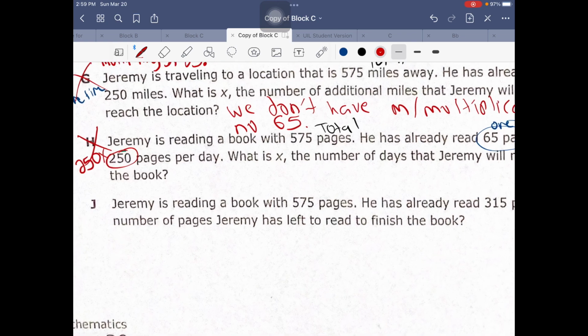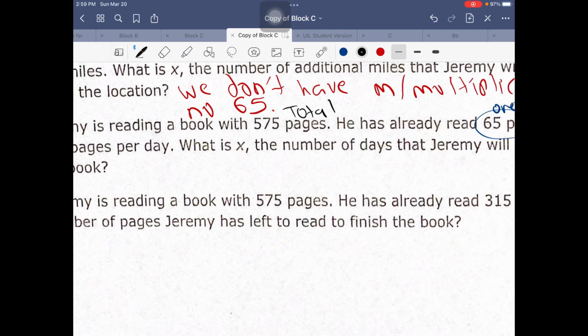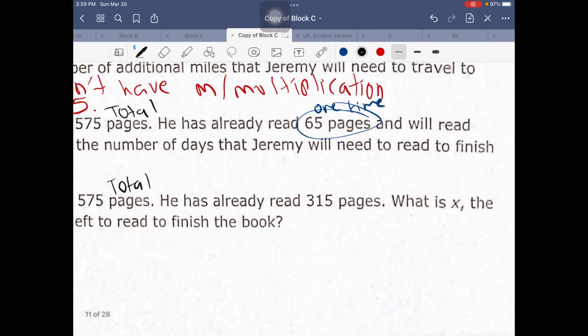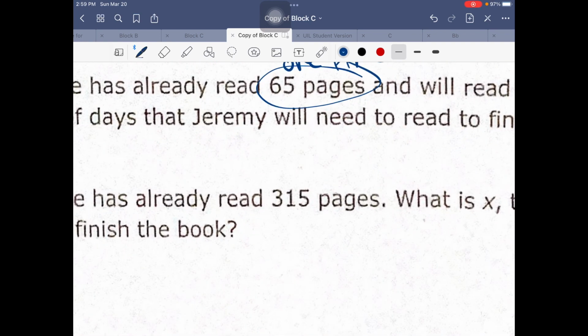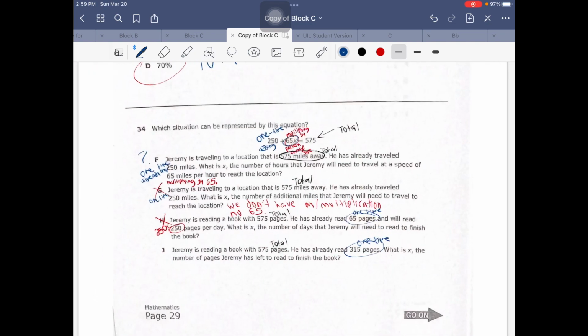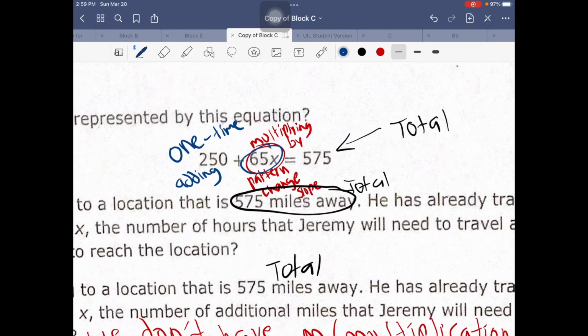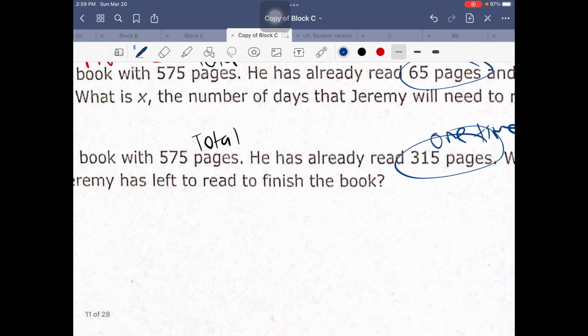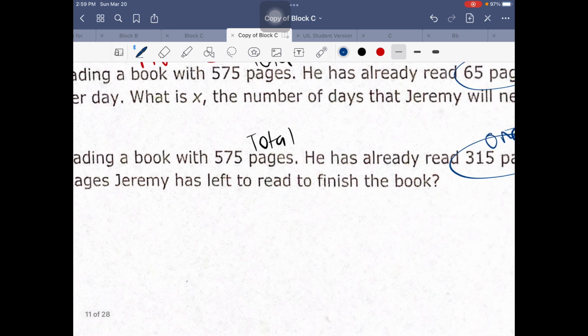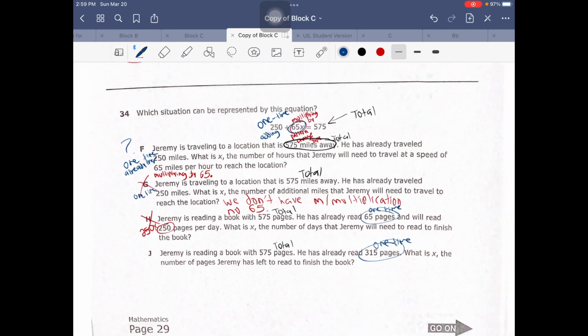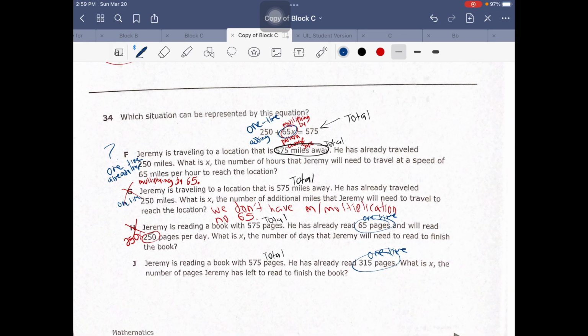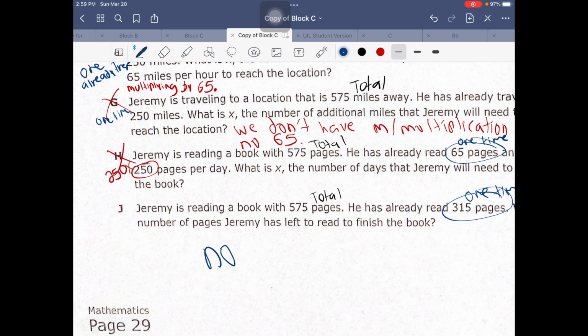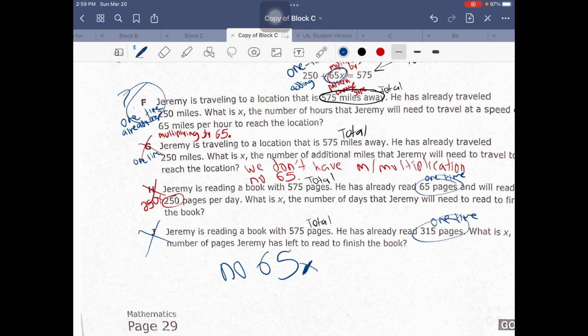And last one, Jeremy's reading a book with 575 pages. That is the total. That's good. Everything's good there. He has already read 315. This is your one time, and I have no idea why we have 315 when we never did. What is X? Number of pages Jeremy has left to read to finish the book. So here we're even missing what are we multiplying by? No 65x. So this is wrong. The only one that's correct is F.